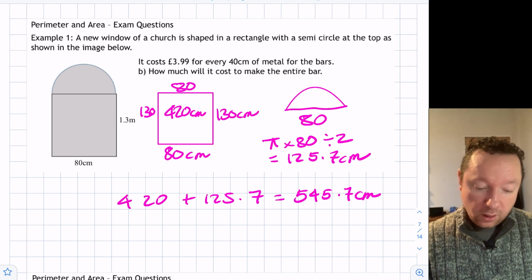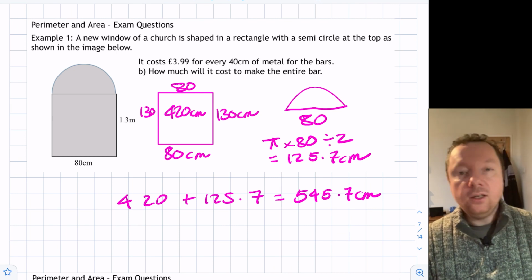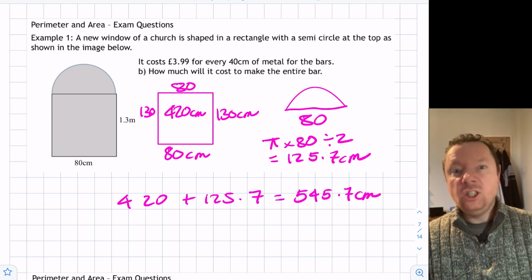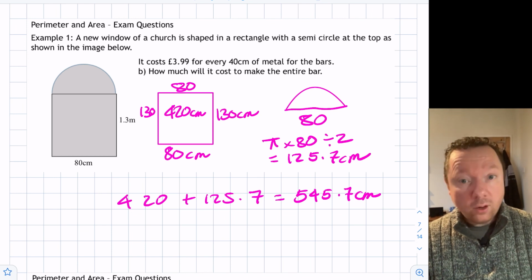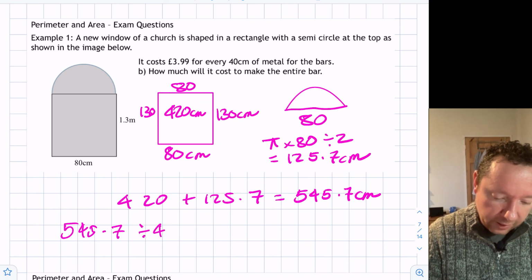And now we need to work out the cost. It costs £3.99 for every 40 centimetres. So I need to know how many bunches of 40 centimetres I need. So I need to know how many 40s go into my answer. So the first step is to do 545.7 divided by 40.